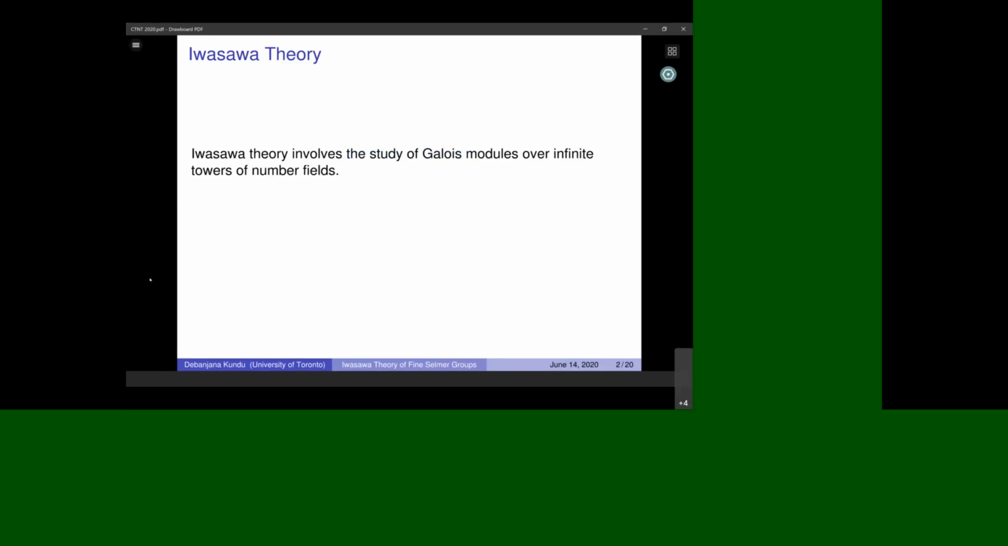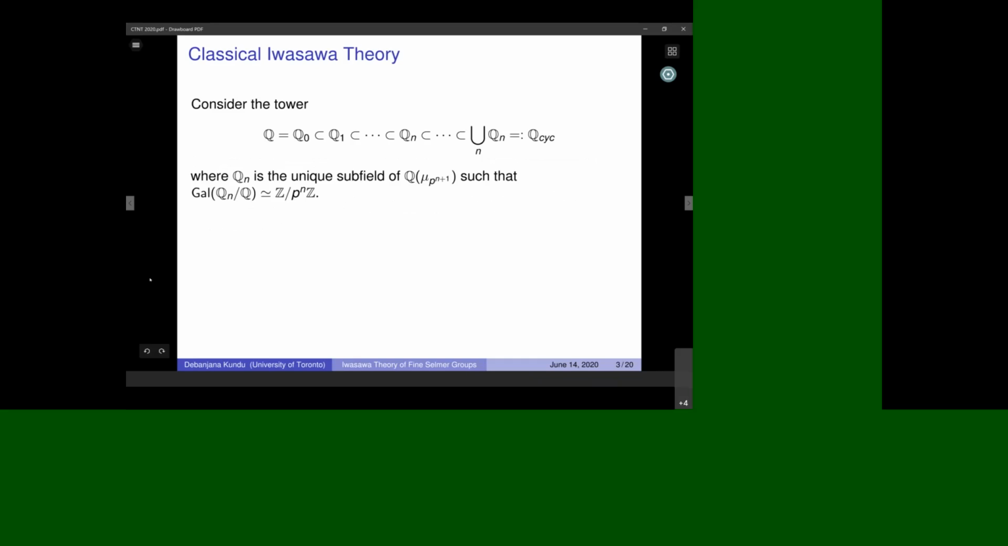It really involves studying Galois modules over infinite towers of number fields. Though it might appear a little counterintuitive, studying class groups or Selmer groups over particular number fields is often very hard. But if you can put them in nice towers, then their properties stabilize, and therefore studying them becomes easier.